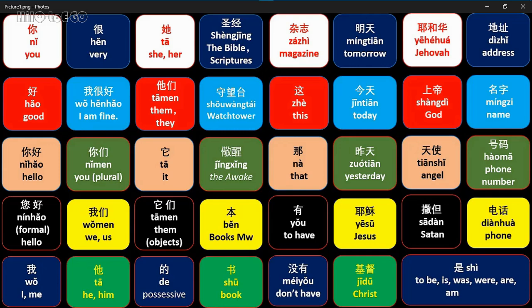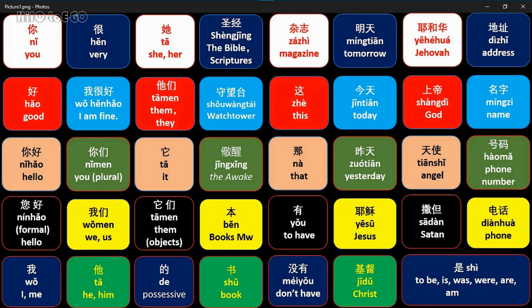Now let's try and combine these with other words that we've learned just a moment ago. The word for I, wo, the word for very, hen, and the word for good, hao. Wo hen hao. So we're changing the beat in the middle, but we're keeping it down and low on the first and the last one. Wo hen hao. You see what we did there? The middle one is a little bit lighter.